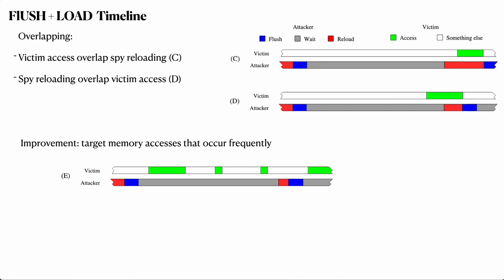And it's very possible for the victim's access and the attacker's reload to overlap each other. If the victim accesses while the spy is reloading the line, then the victim access will not trigger a cache fill and will use the cache data from the reload phase. Consequently, the spy will miss the access.